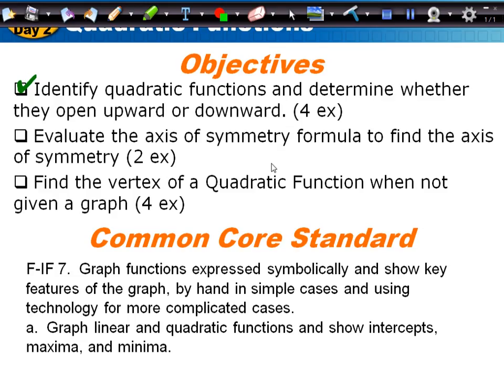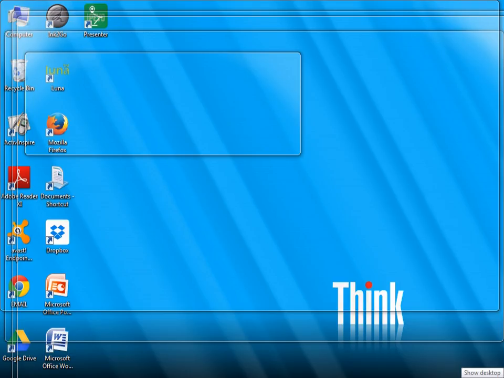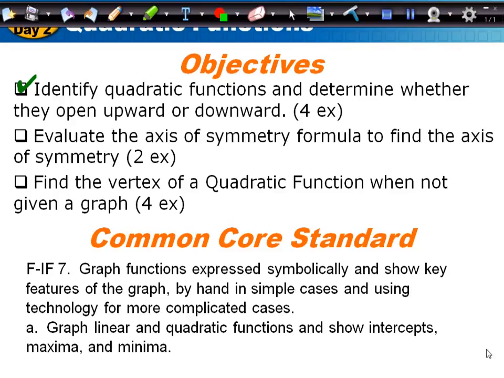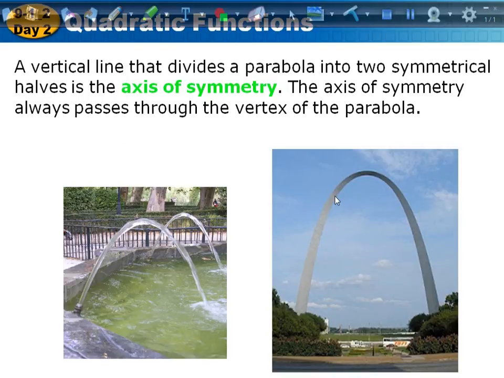Alright, so there's our first objective. Now we should be able to identify quadratic functions and determine whether they open upward or downward. Now we're going to evaluate the axis of symmetry. Formula to find the axis of symmetry. This is basically being able to find the axis of symmetry whenever we're not given a graph. A vertical line that divides the parabola into two symmetrical halves is the axis of symmetry. It always passes through the vertex.